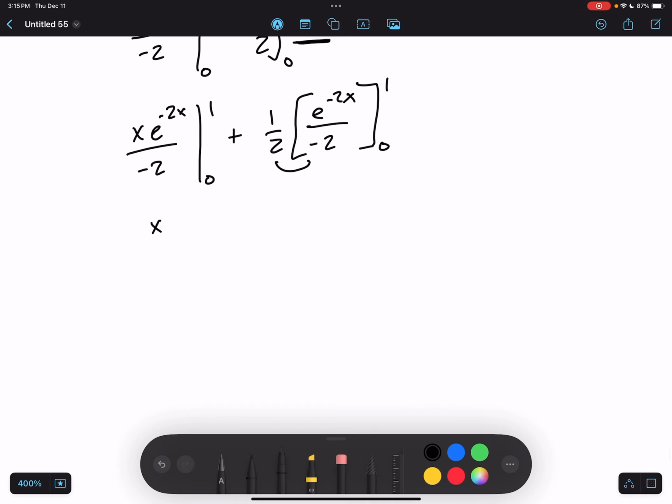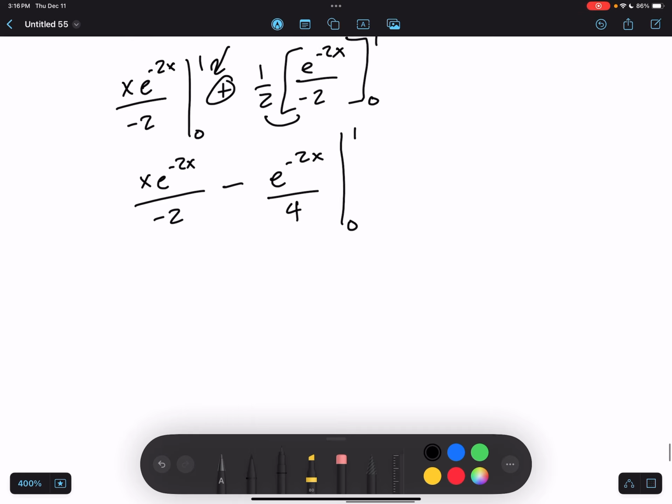We can say x e to the negative 2x over negative 2, and I'll hold off on doing the bounds just yet because I'll include them in the rest of it. We have a plus 1/2 times e to the negative 2x over negative 2. These two multiply, so we get negative 4, and it changes this sign. So we'll have minus e to the negative 2x over 4, and this all will be evaluated from 0 to 1.